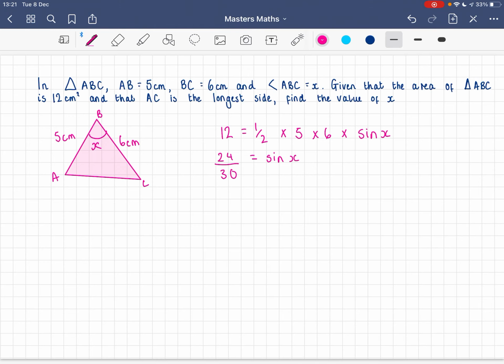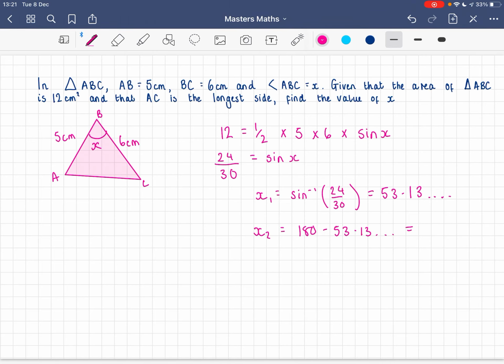To get X on its own, I need to use inverse sine. So to get X, I'm going to do sin minus 1 of 24 over 30, which gives me 53.13, and so on. Now I'm going to call this x1 because that is one value of x. x2 would be 180 minus that, 53 point something.